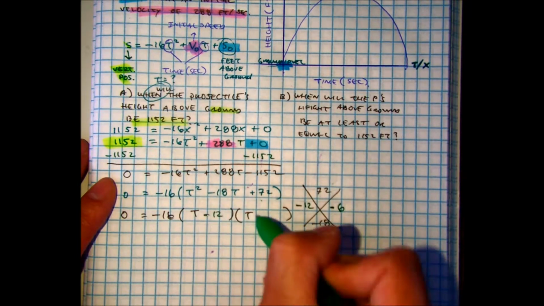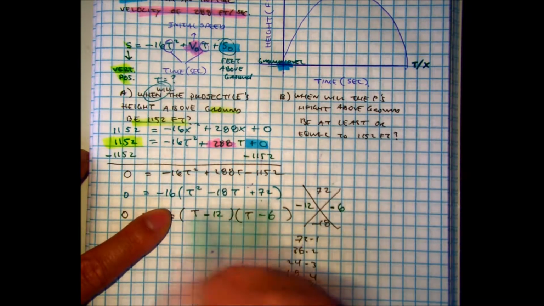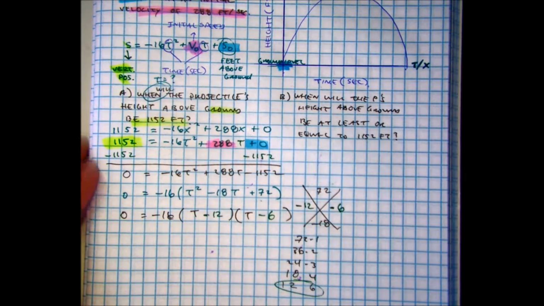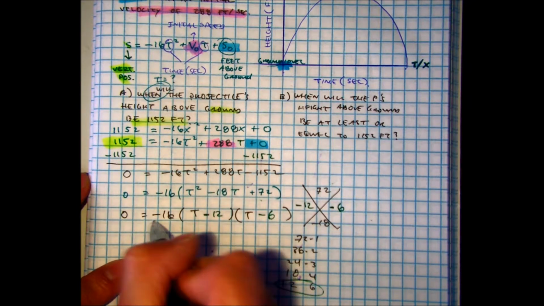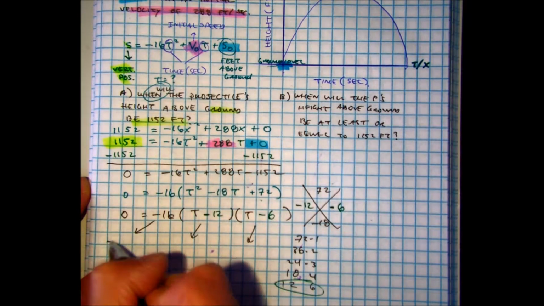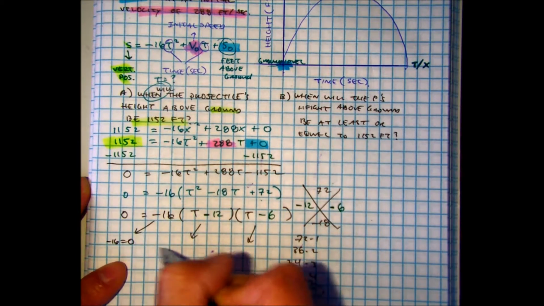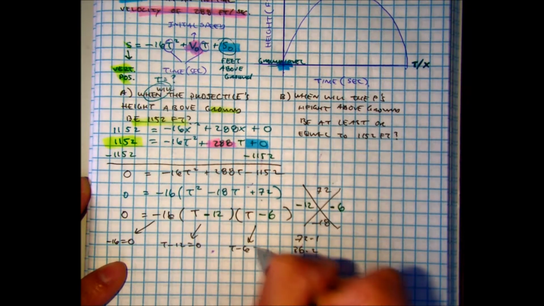Remember, when you're factoring, you don't have to use the box because your a value inside the parentheses is equal to 1. Now I'm going to apply the zero product rule and set each of these equal to 0. Negative 16 is equal to 0. t minus 12 is equal to 0. t minus 6 is equal to 0.